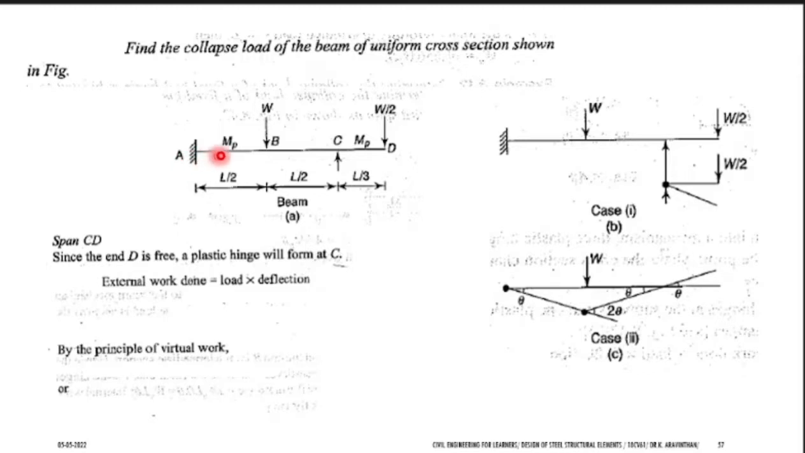So let us take the two spans, that is A and C, which is the first span. The second span is C and D. The load is W here, and between C and D is W by 2. Note that if 100 Newton is applied at AC, then it will be 50 Newton only here. So which is going to break first? You are going to find. For finding that, the theorem you can use is the principle of virtual work.